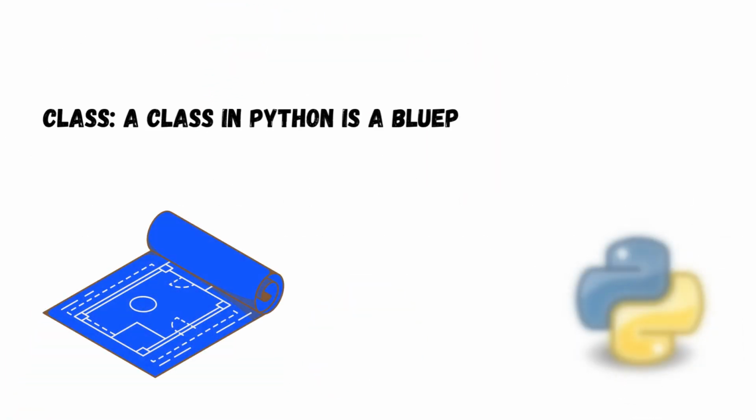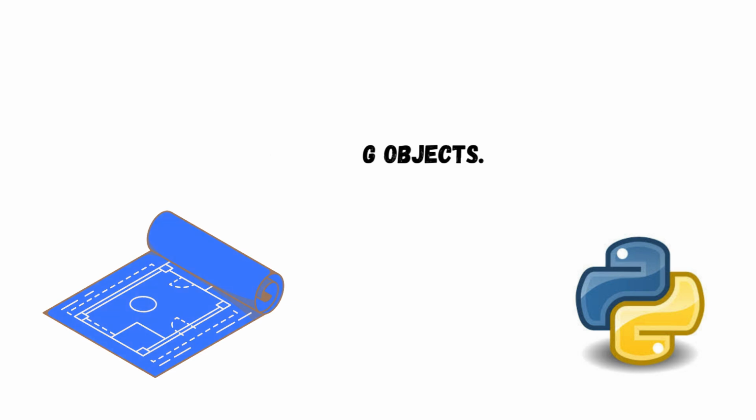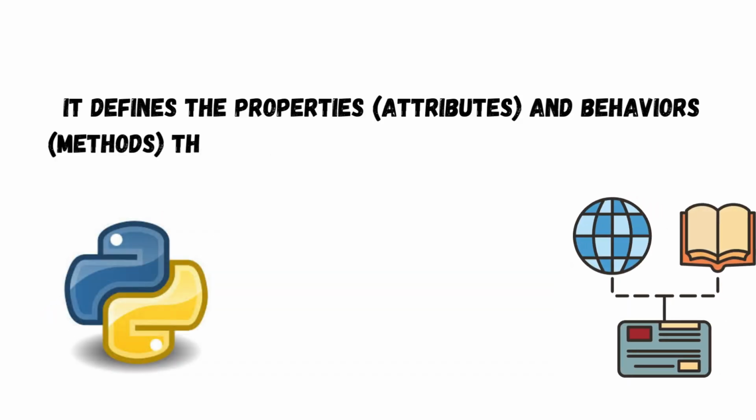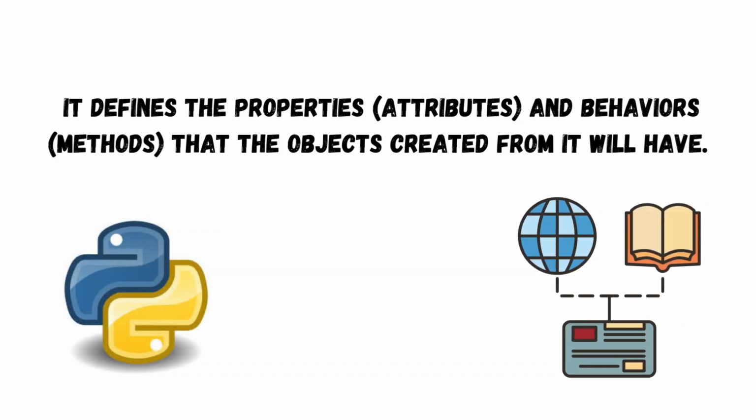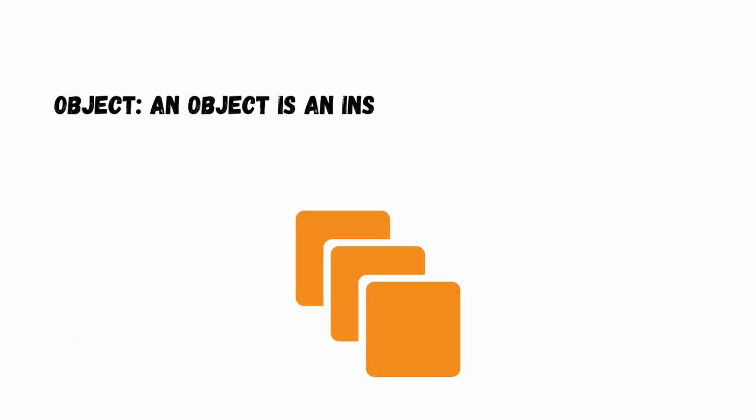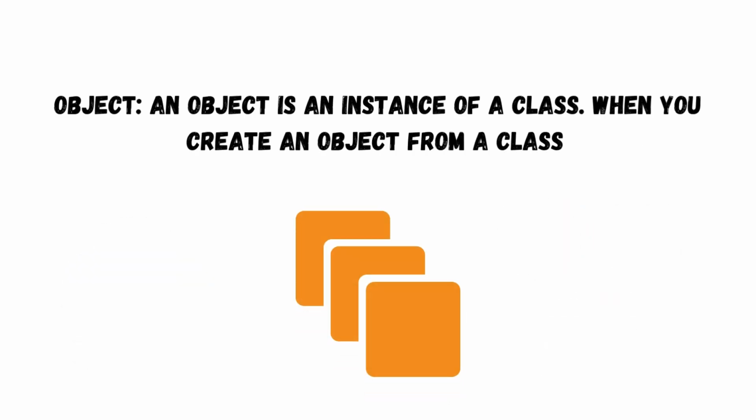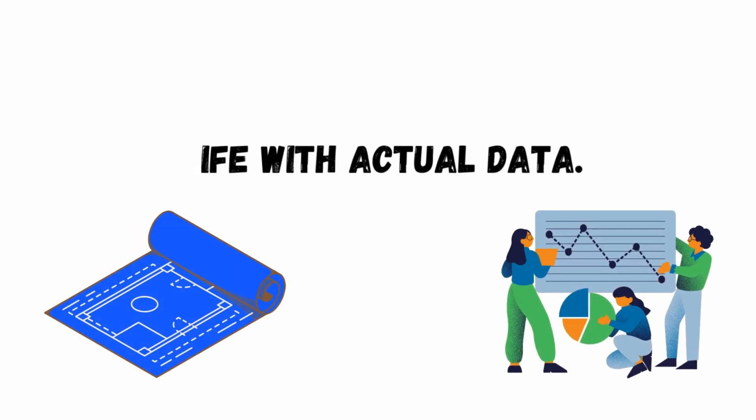Let's start. A class in Python is a blueprint or template for creating objects. It defines the attributes and methods that the objects created from it will have. An object is an instance of a class. When you create an object from a class, you bring that blueprint to life with actual data.